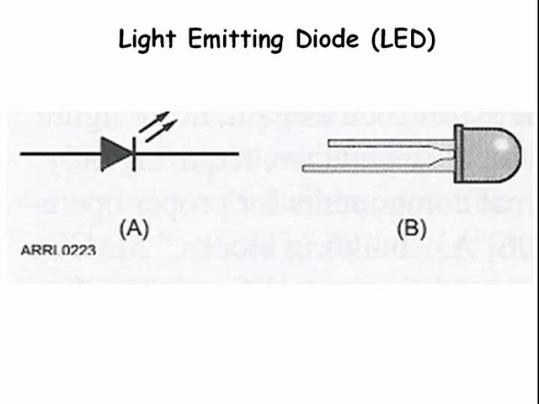Light-emitting diodes, LEDs, emit light when their PN junction is forward biased. As free electrons combine with holes, they give off light at a specific wavelength or color. Their color depends on the materials in the junction. LEDs are very efficient light sources.